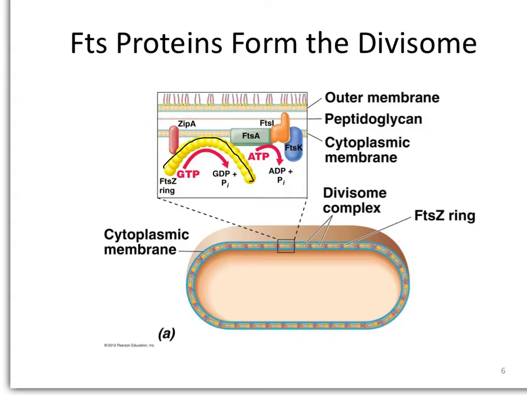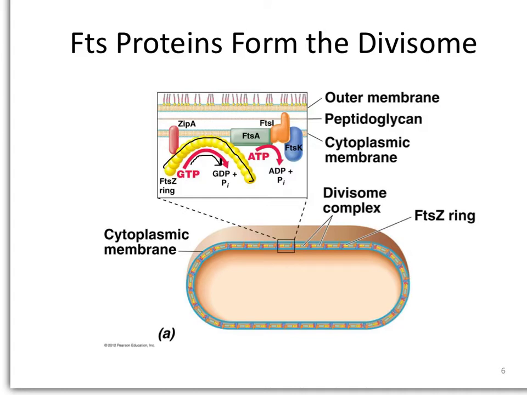FtsZ is a protein that is functionally similar to tubulin. It's not similar in its amino acid sequence, but it does basically the same function as tubulin, a protein found in eukaryotes. One of its roles is to catalyze the hydrolysis of GTP. That's shown in this figure here. So that's an energy releasing reaction. This is where the energy for the polymerization of FtsZ comes from.